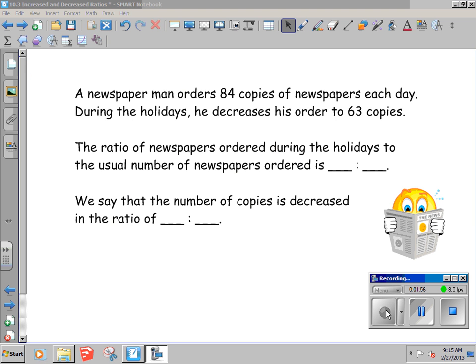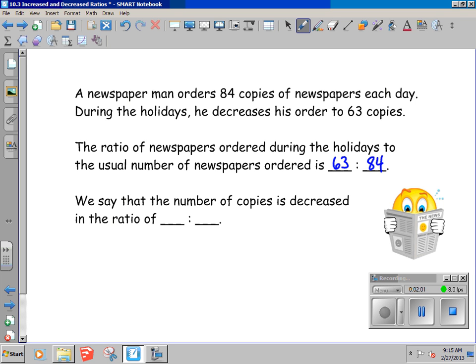Copy this one down. 63 is what he gets during the holidays to 84 regularly. And what can you say about the ratio of 63 to 84? Can you do that, Callie? You can divide it by 3. That yields 21 to 28. What can you say about that ratio? Divide by 7. Right, Julian, what does it become? 3 to 4.